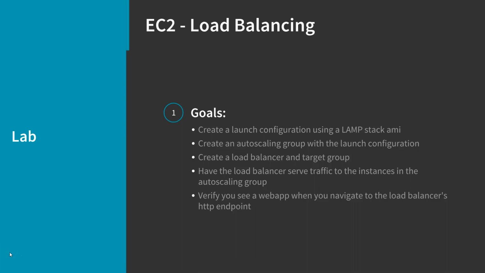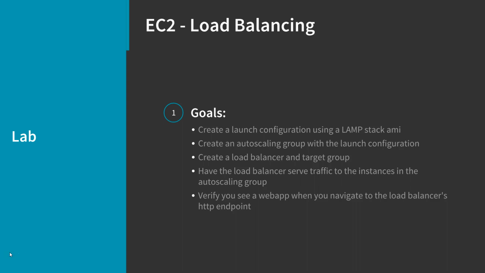Second, create an autoscaling group with the launch configuration that you created. Third, create a load balancer and target group. Fourth, have the load balancer serve traffic to the instances in the autoscaling group that you created earlier. And then finally, verify that when you navigate to the load balancer's HTTP endpoint, you see your web app.